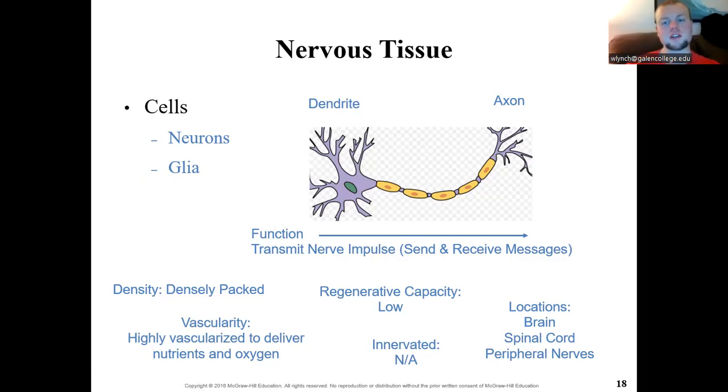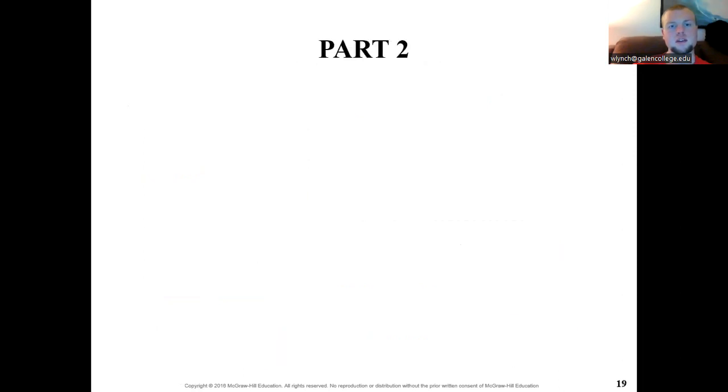And we find the location here to be in the central nervous system, which is the brain and spinal cords, and in the peripheral nerves going to every tissue type.